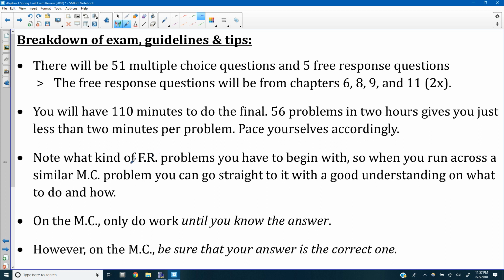So what I would do is look at what the free response questions are to begin with. I'm not saying do them first. I'm saying note what kind of problems they are. That way, when you do multiple choice questions, which have answers, you know, one of your options, you can then go to the free response one after that that might tie into it, right?